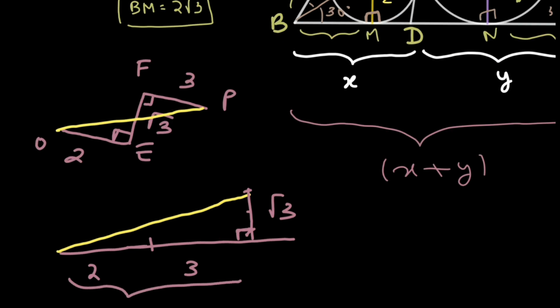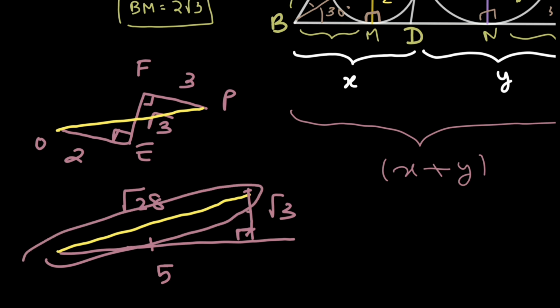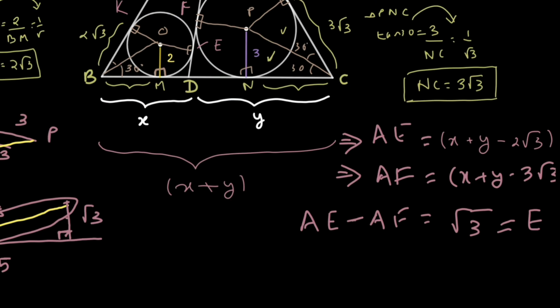Now look carefully, the base would have a complete length 2 plus 3 that is equal to 5. So in a right angle triangle the base is 5, the height is square root of 3. Therefore the hypotenuse would be square root of 28. Now recall that the yellow line is ultimately this length, that is from O to P. So here what we have is the ultimate distance of OP, that is the distance between the centers of the two circles, and that is square root of 28.